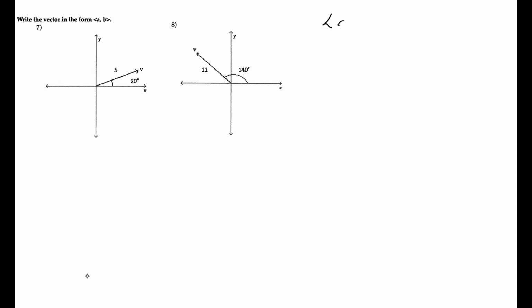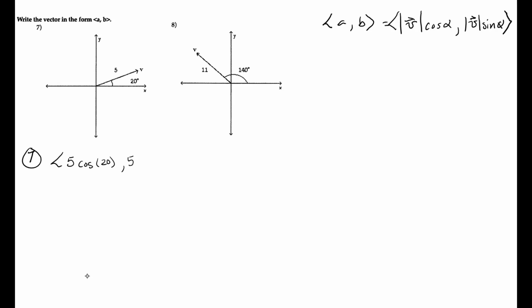The A component, so it's AB, remember, is the magnitude of the vector times the cosine of the angle, and then the magnitude of the vector times the sine of the angle. And that's what the horizontal and vertical components would look like. In number 7, we have a magnitude of 5 with a cosine of 20, and a magnitude of 5 with a sine of 20.